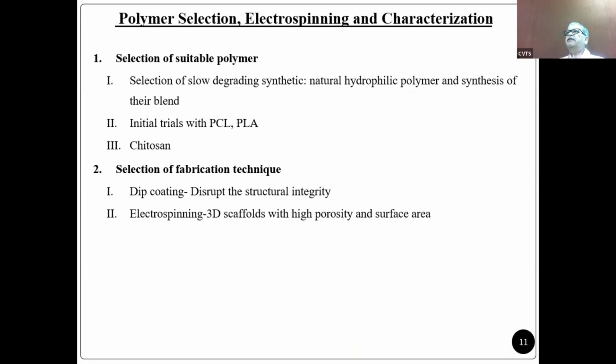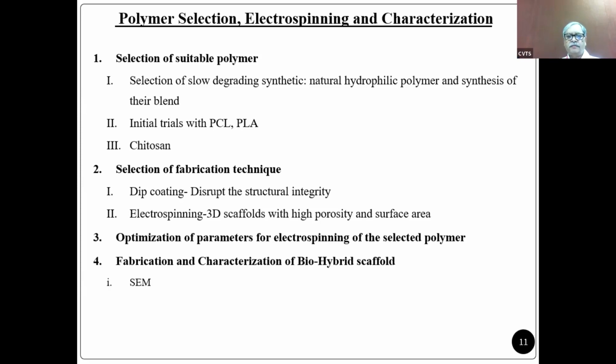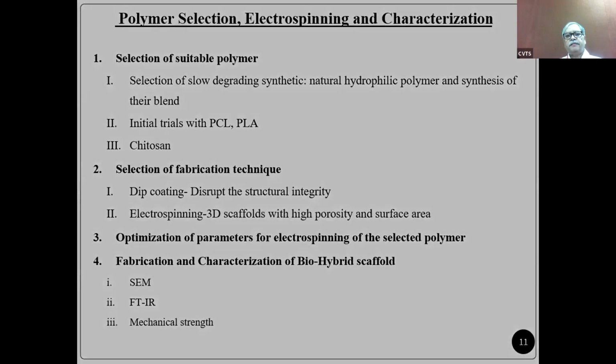Selection of the fabrication techniques, basically we can do dip coating, where we make a solution and dip the tissue in it. Second thing, electrospinning. Electrospinning is a really better one, because we can coat any polymer onto the surface of the membrane uniformly. So this is a machine which can coat them under the electric current. So optimization, fabrication and characterization of the biohybrid scaffold is done by electron microscopy, FTIR, and mechanical strength.